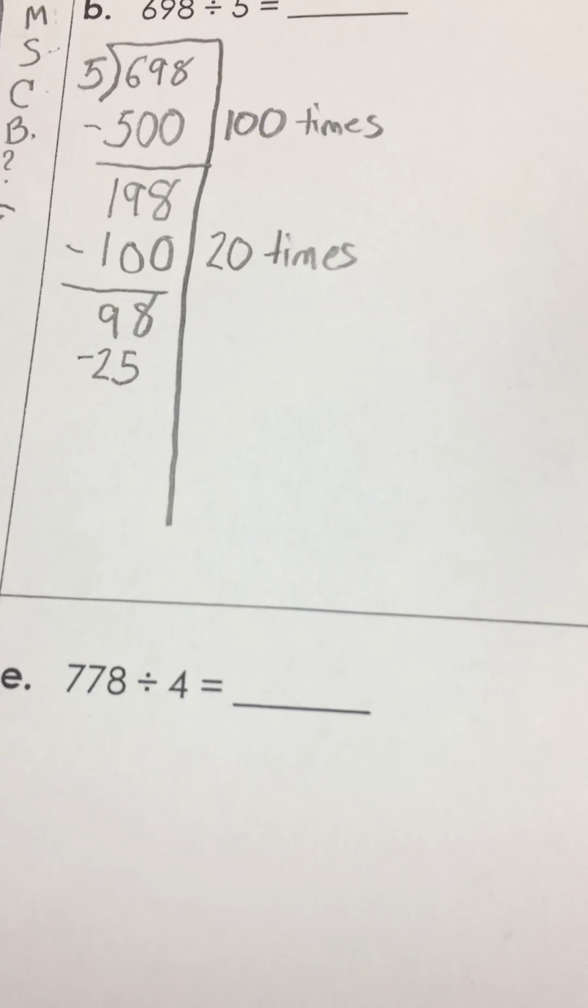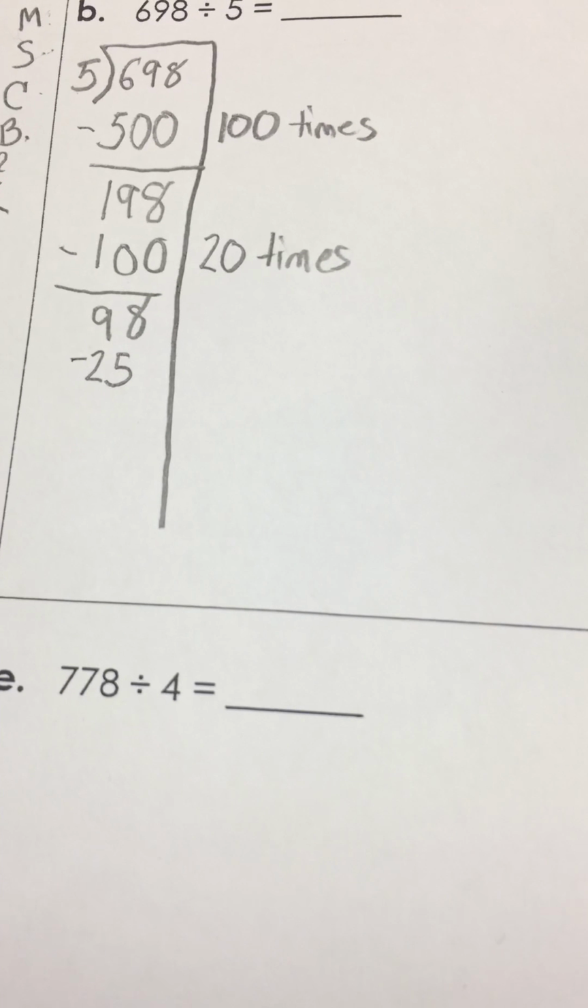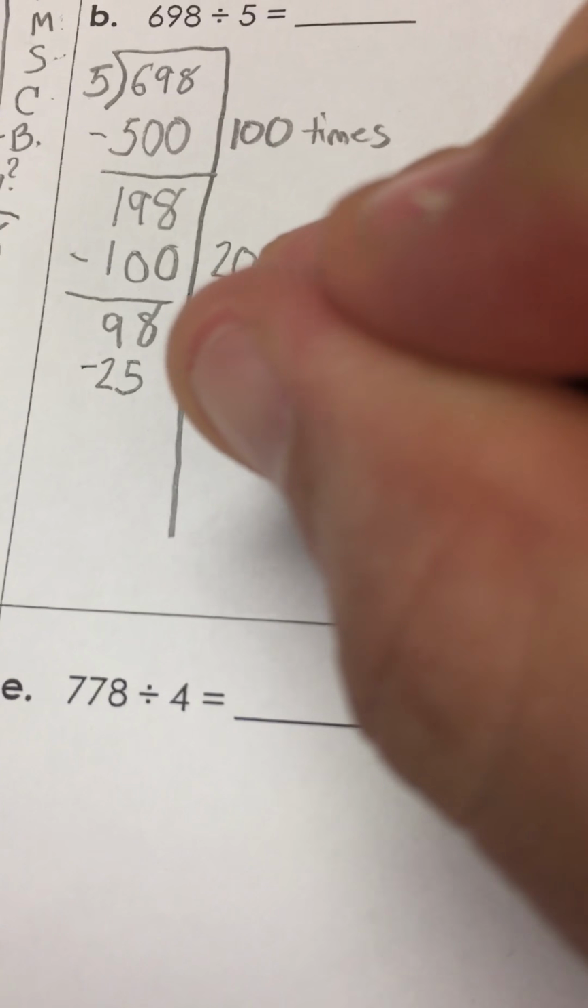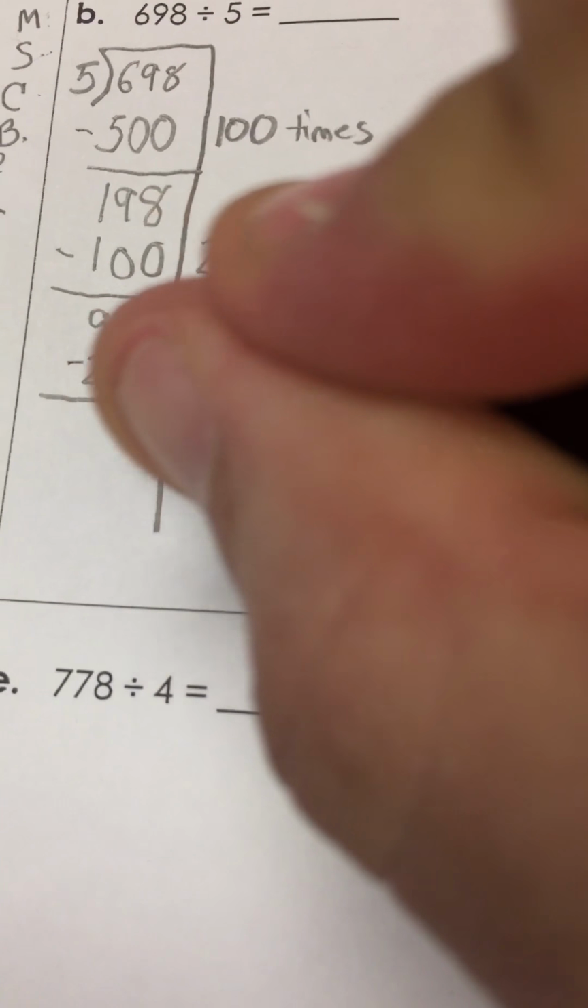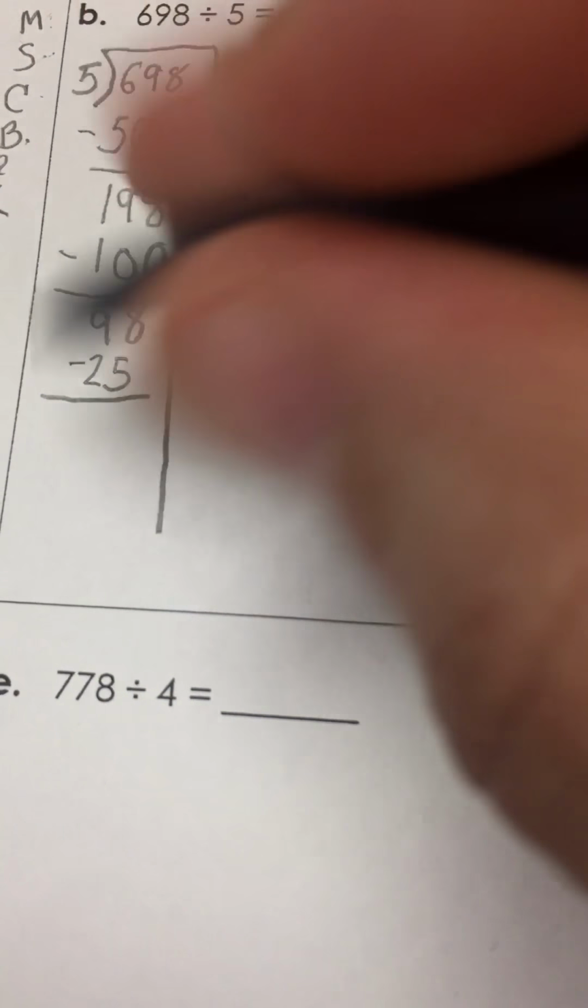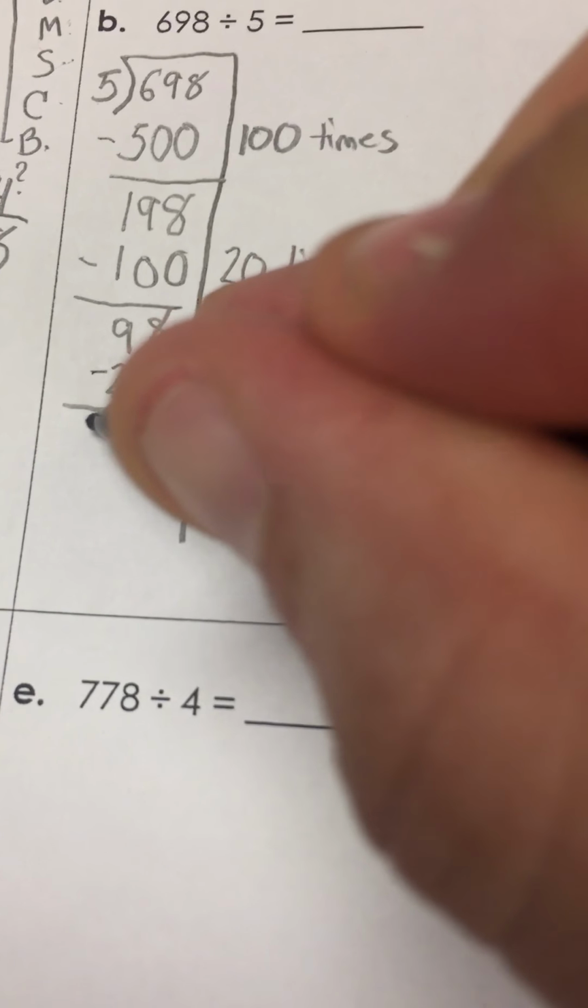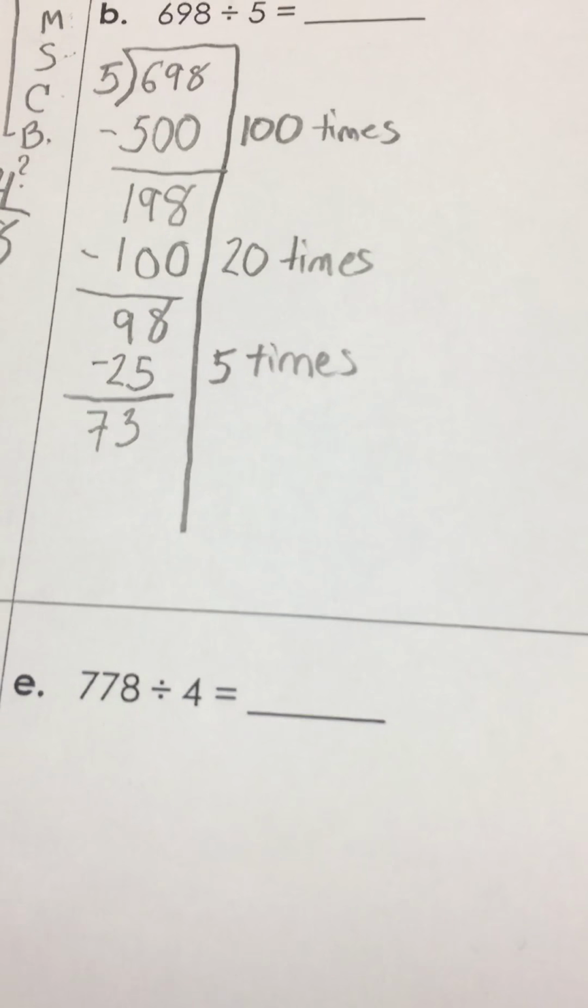Can I show you a secret? 5 times 5, exactly, good. So we know that's going to go in 5 times. And now what's left? 73. Everyone agree? 73, okay?